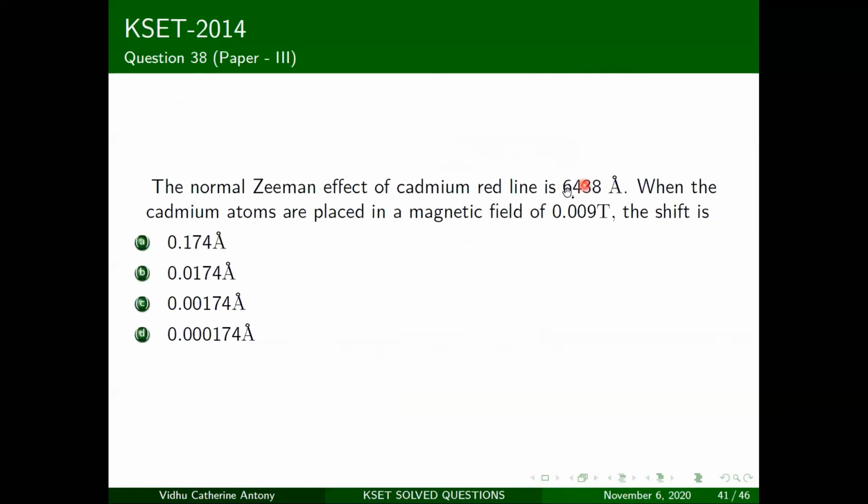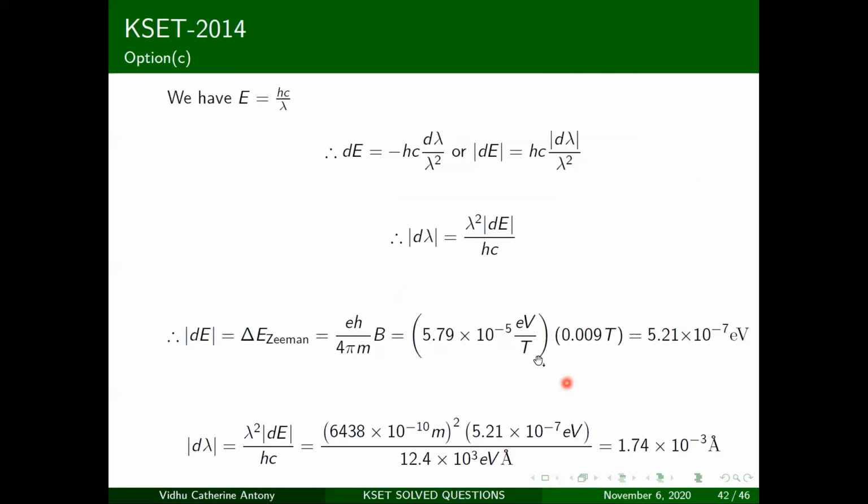Okay, so they've given you the calcium red line here, so you have to just substitute that. Lambda squared dE divided by hc, and you end up getting the value of the shift. So first, what are you supposed to do? Take the energy, take the derivative of the energy, take the modulus of that, related to the shift of it.